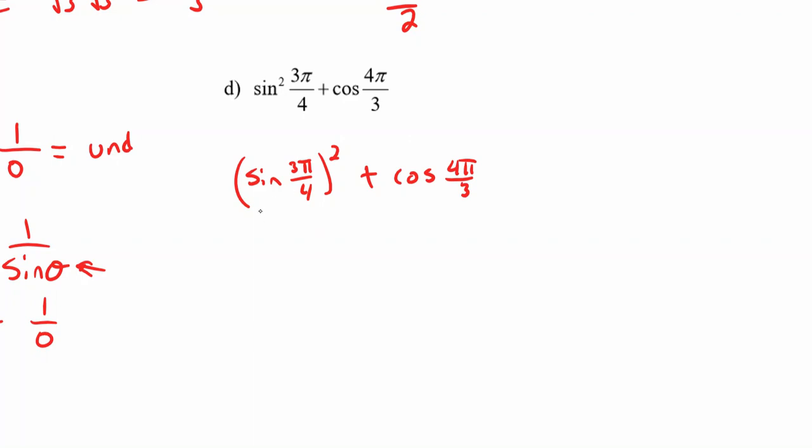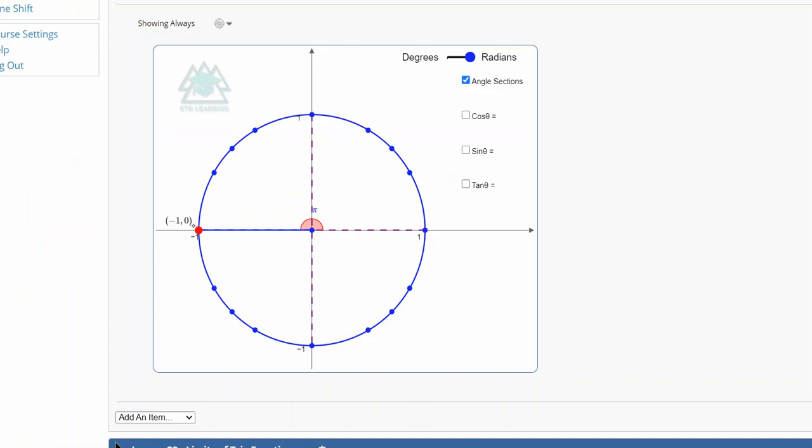All right, so really we just need to figure out what sine 3 pi over 4 is and what cos 4 pi over 3 is. So sine 3 pi over 4, let's maybe do it one more time on here. So 3 pi over 4 would be there. We need that one on. So remember what sine is. Sine is really just our y value. So it's root 2 over 2. So just right there. That's what sine is.